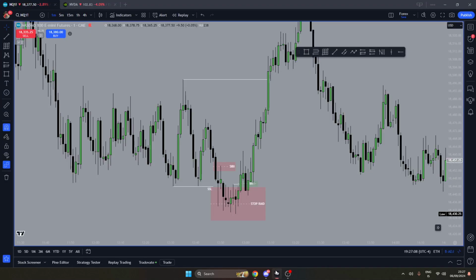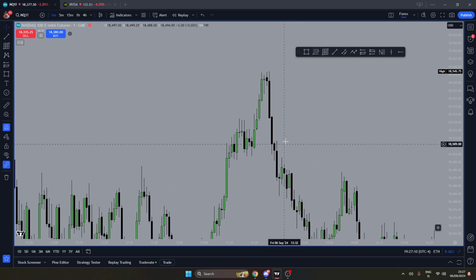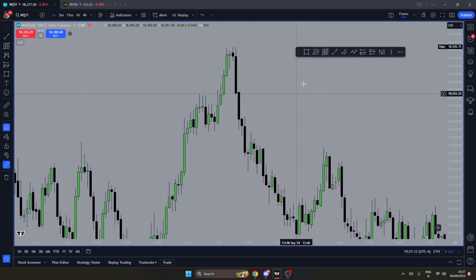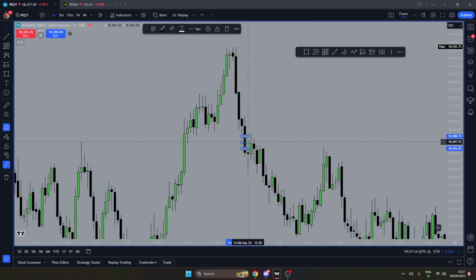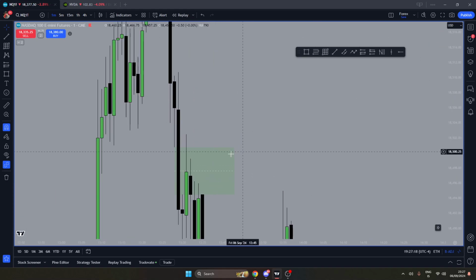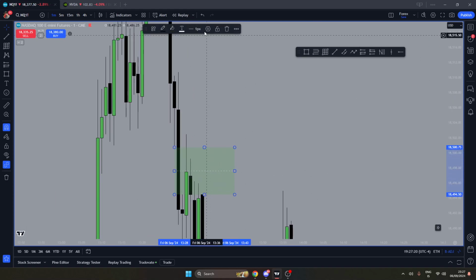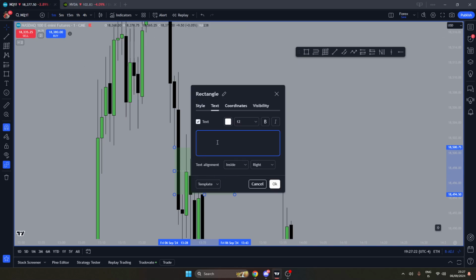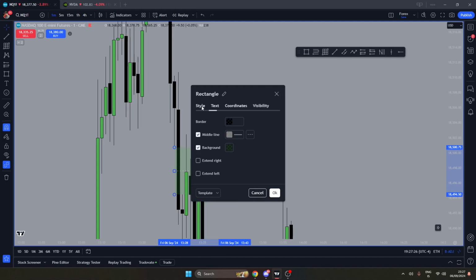Before we continue with the inverse, I'll just quickly show you guys how it works, right? So we have a SIBI. You can see we traded back into it, respecting the mean threshold of it. Now, what is the mean threshold? If you go into your rectangle, go to style, yeah, the middle line here. Check this on. This is important.